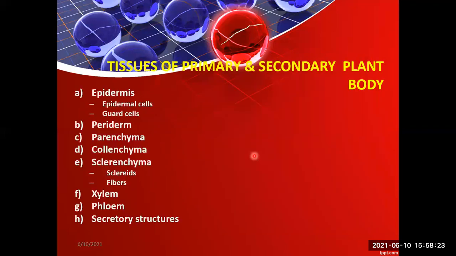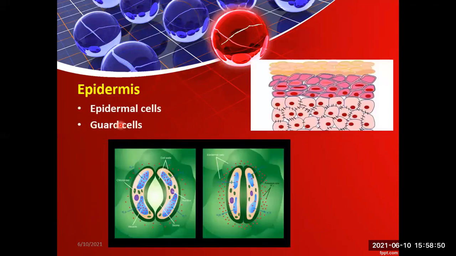Tissues of the primary and the secondary plant body. The primary and secondary plant body tissues consist of the epidermis, periderm, parenchyma, collenchyma, sclerenchyma, xylem, phloem, and secretory structures. The epidermis consists of the epidermal cells and the guard cells. Then comes the periderm, which consists of peridermal cells.